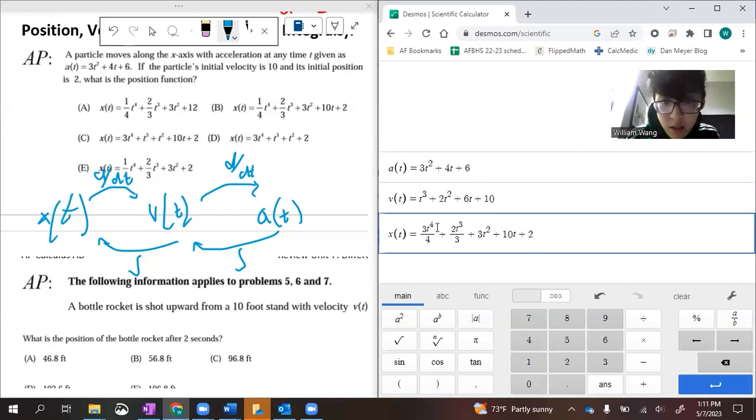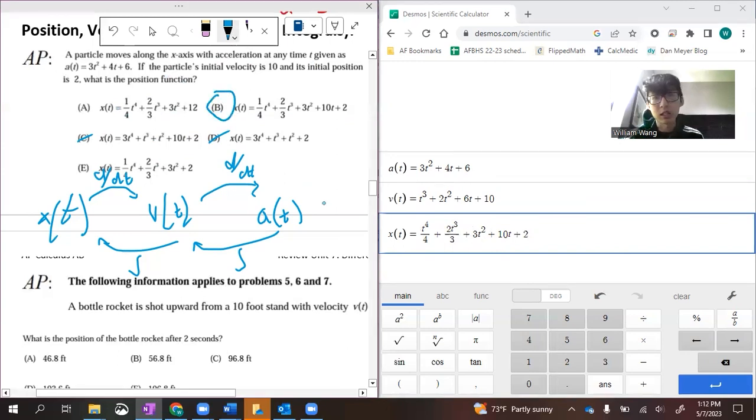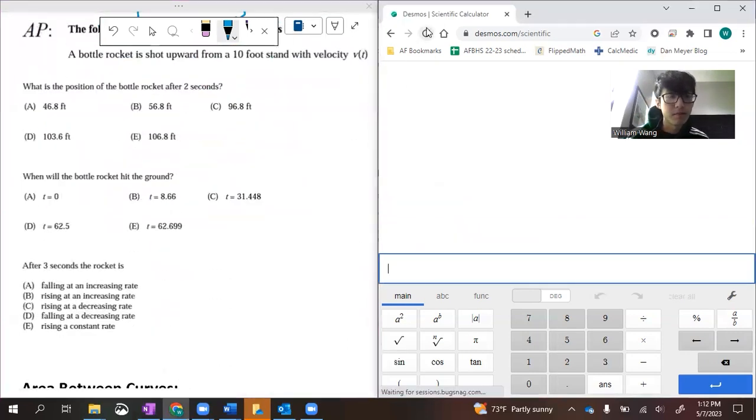So let's see which one of these it matches. 3t to the fourth. Did I do something wrong here? Sorry, one moment. Oh, sorry, it should just be t to the fourth, not 3t to the fourth. Okay, I think everything else is right. So t to the fourth plus 2t cubed. Okay, so c and d are out. A, b, and e are all in, plus 3t squared, plus 10t plus 2. The only one that matches up as we go to the end is b. All right, hopefully that makes sense.